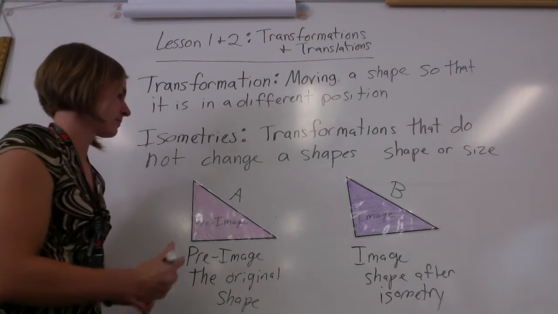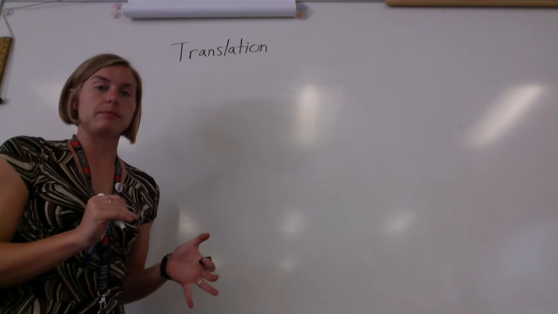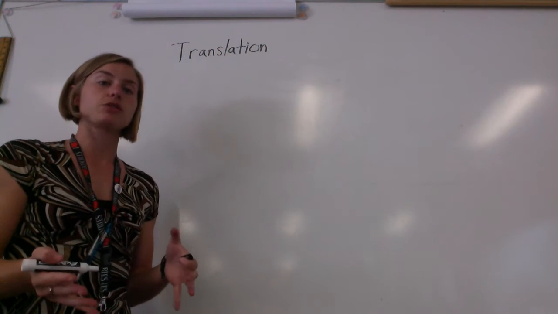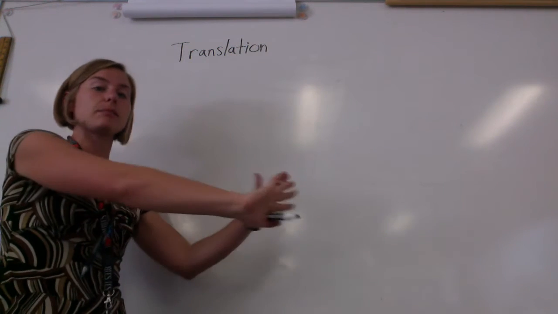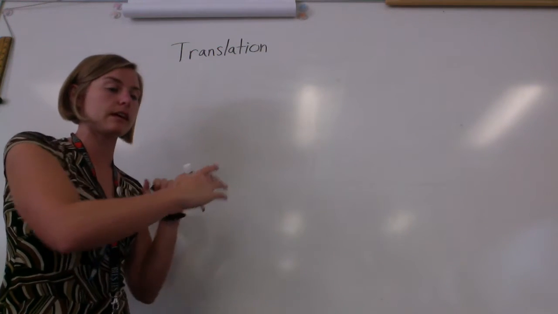Okay. For this lesson, we're only going to be learning about one specific type of isometry, and it's one called translation, which pretty much means you slid something over. You just moved it over, but nothing else changes. So let's get that down.